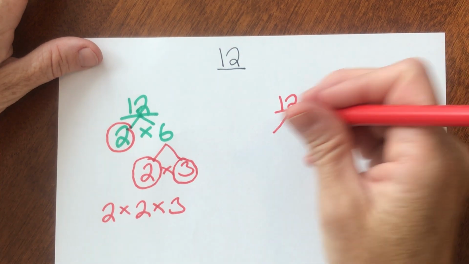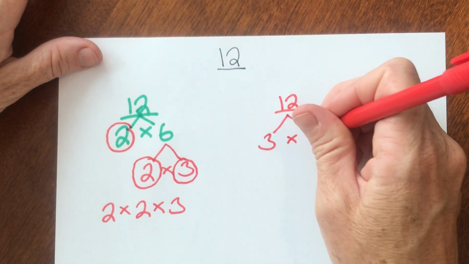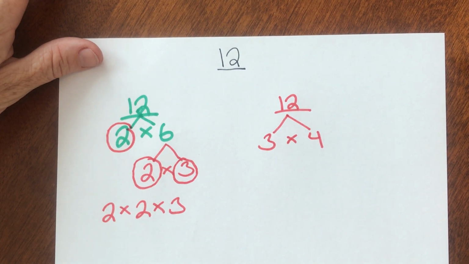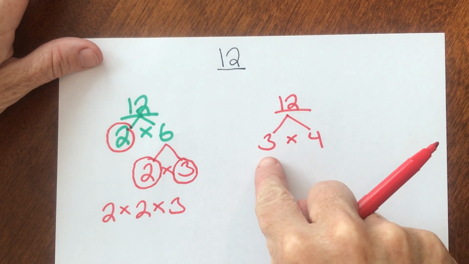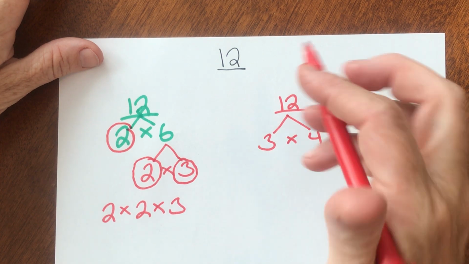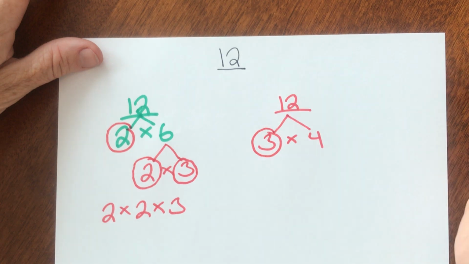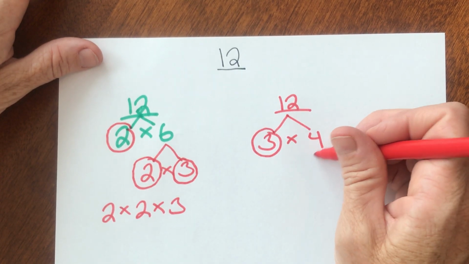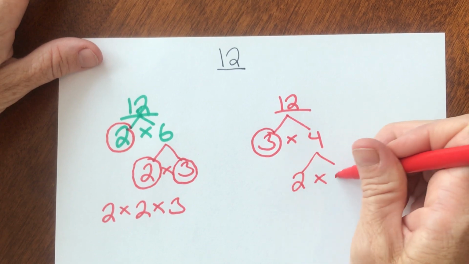What if I decided to say 3 times 4? 3 times 4 equals 12. So I could have done it that way. And then I could ask myself, what times what equals 3 without using a 1? Not possible. What times what equals 4 without using a 1? 2 times 2.